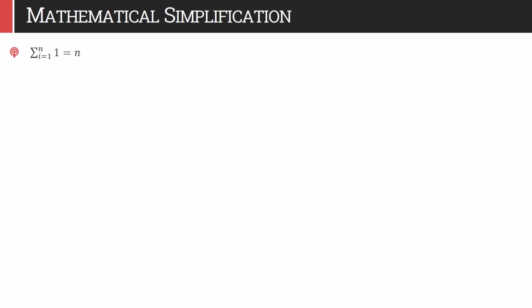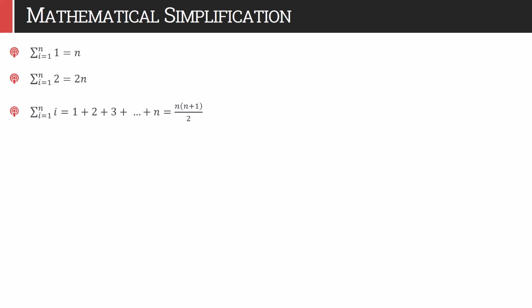For our further discussions, we will evaluate some of the mathematical simplifications that will help to simplify our computation. Sigma i equal to 1 to n of 1. That means we are adding 1 n times. So that will lead to the answer n. Sigma i equal to 1 to n of 2. So the summation of 2 n times would be 2n.